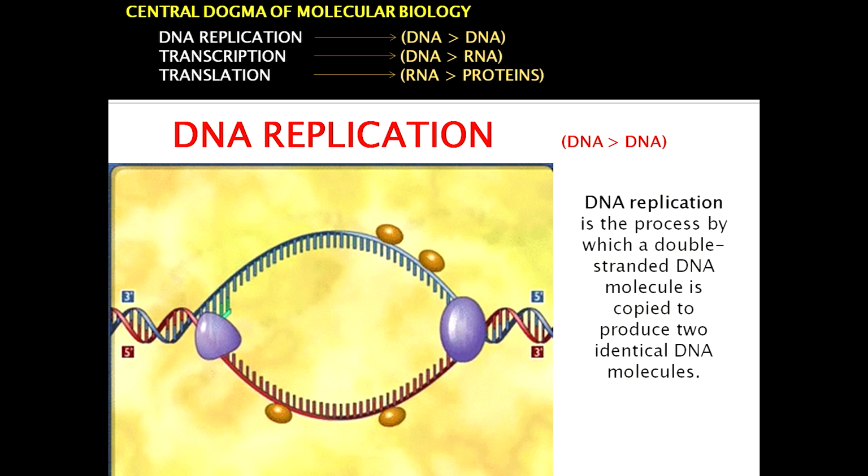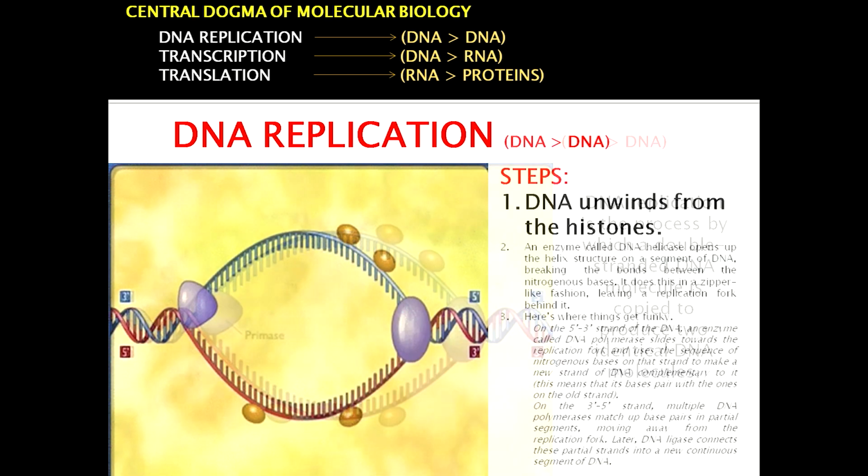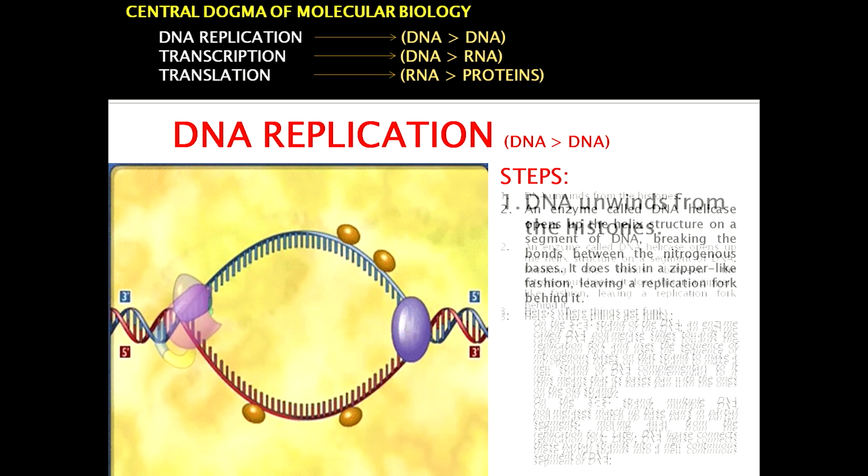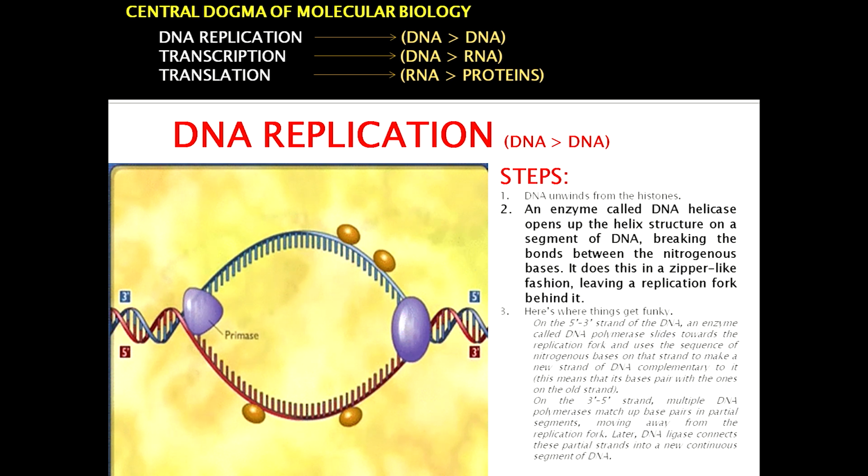DNA replication is the process by which a double-stranded molecule or DNA molecule is copied to produce two identical DNA molecules. It is briefly explained in three steps. Unang step, DNA unwinds from the histones. Ang histones ay nuclear proteins responsible for loosening the tightly wound DNA structure. Pangalawang step, unzip the double helix structure of the DNA molecule into two separate strands.